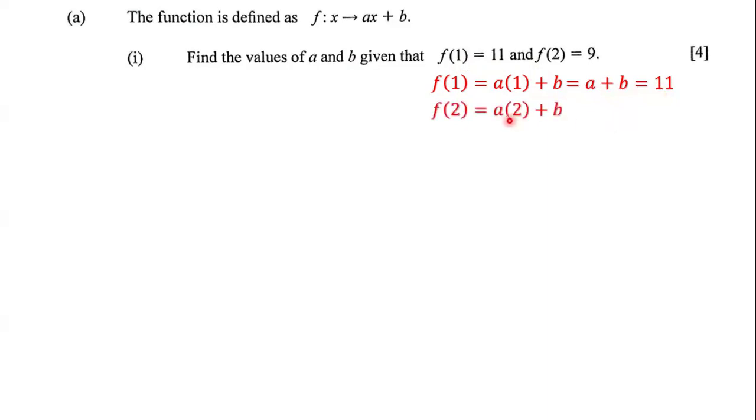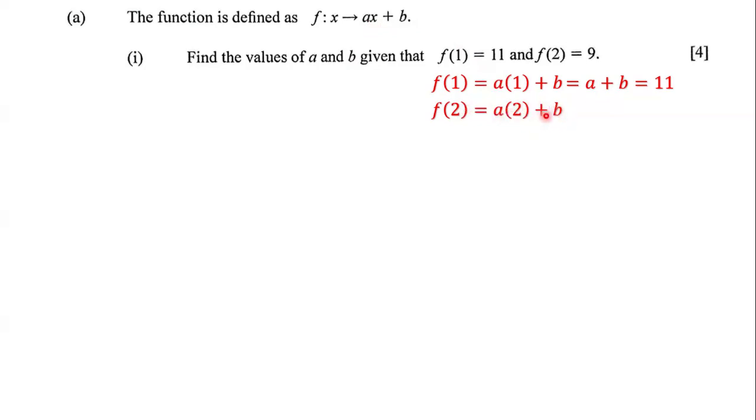Now we need to figure out what f of 2 is. All we need to do is, wherever we see x, we put 2. Notice we have ax plus b, so instead of putting x here, we're going to put 2. So it's going to be a times 2 plus b. So f of 2 is a times 2 plus b.